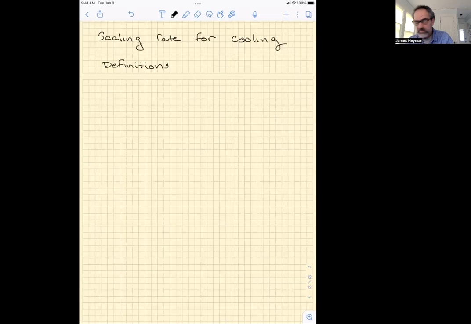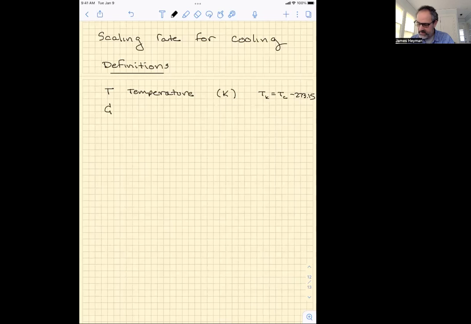All right, so let's address the scaling rate for cooling. We're going to start with some definitions. So some things we need to define are the temperature, T. You're probably familiar with this. In our discussions, the temperature will usually be in degrees Kelvin, where the temperature in Kelvin is just equal to the temperature in centigrade plus 273.15.